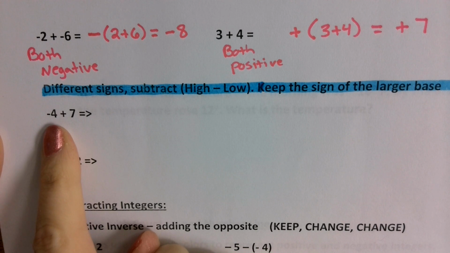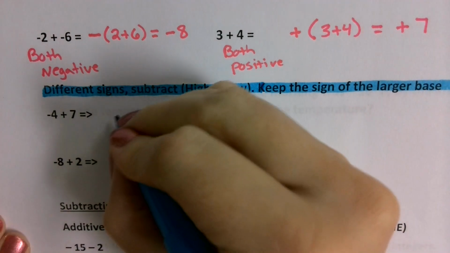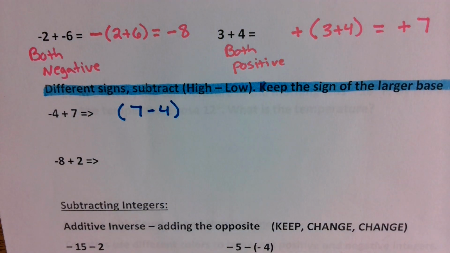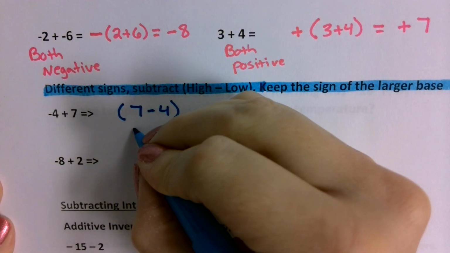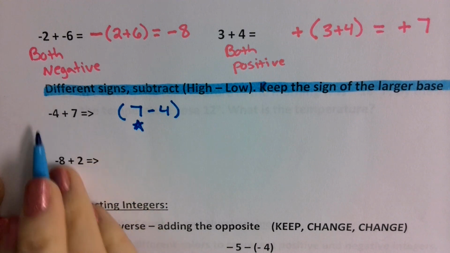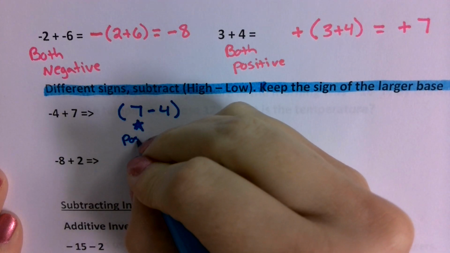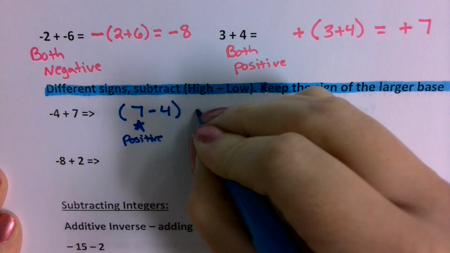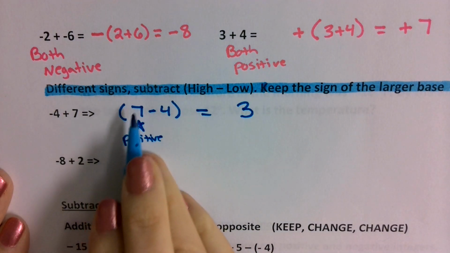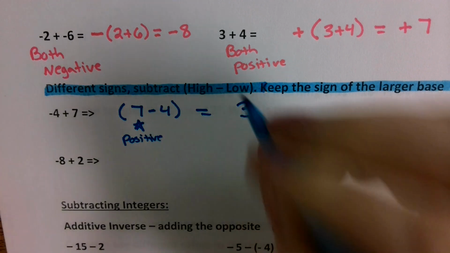So for here, -4 plus the 7, what we're technically going to be doing is we're going to focus on 7 minus the 4. And 7 happens to be the larger number, and 7 in my problem happened to be what integer? Positive or negative? Positive. So I'm going to write positive here. So when I do 7 minus 4, I know I get 3, and since my larger one happened to be a positive, my answer is going to stay positive.